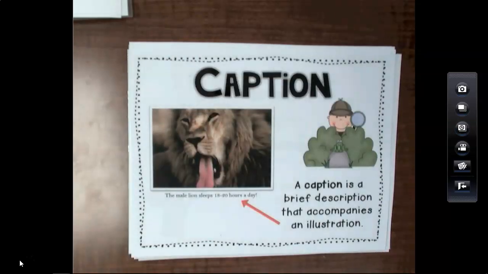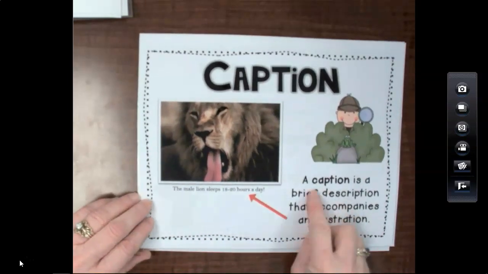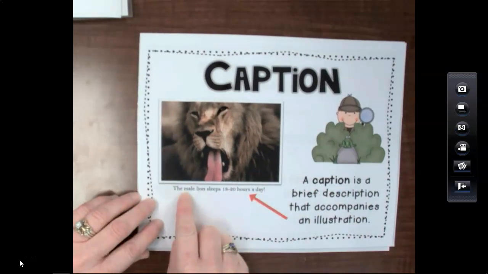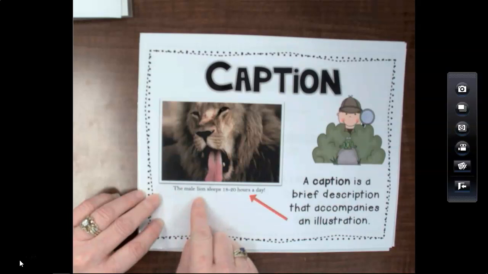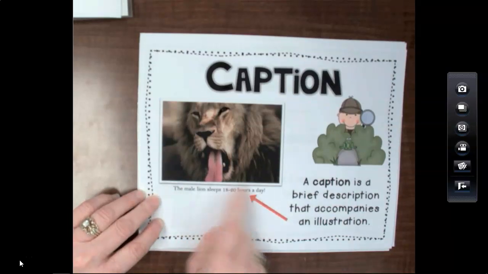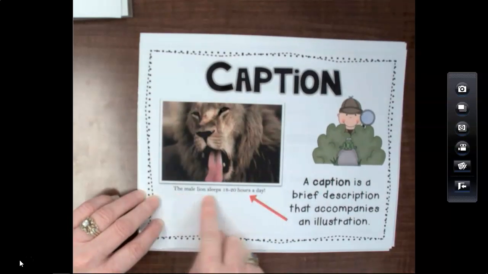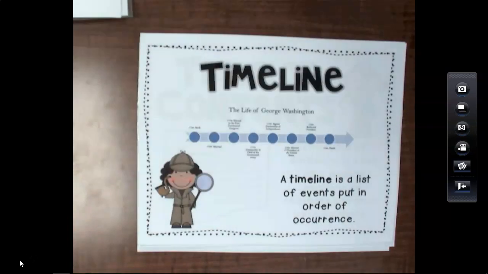Okay, you could also have a caption that goes along with a picture. So here's a picture. Okay, the caption is the words that go with the picture. The caption is a brief description that accompanies an illustration or a photograph. This caption says the male lion sleeps 18 to 20 hours a day. So this is your photograph or your illustration, your picture, and then the caption's the words that go with it that explain it. Okay, that's another graphic source.